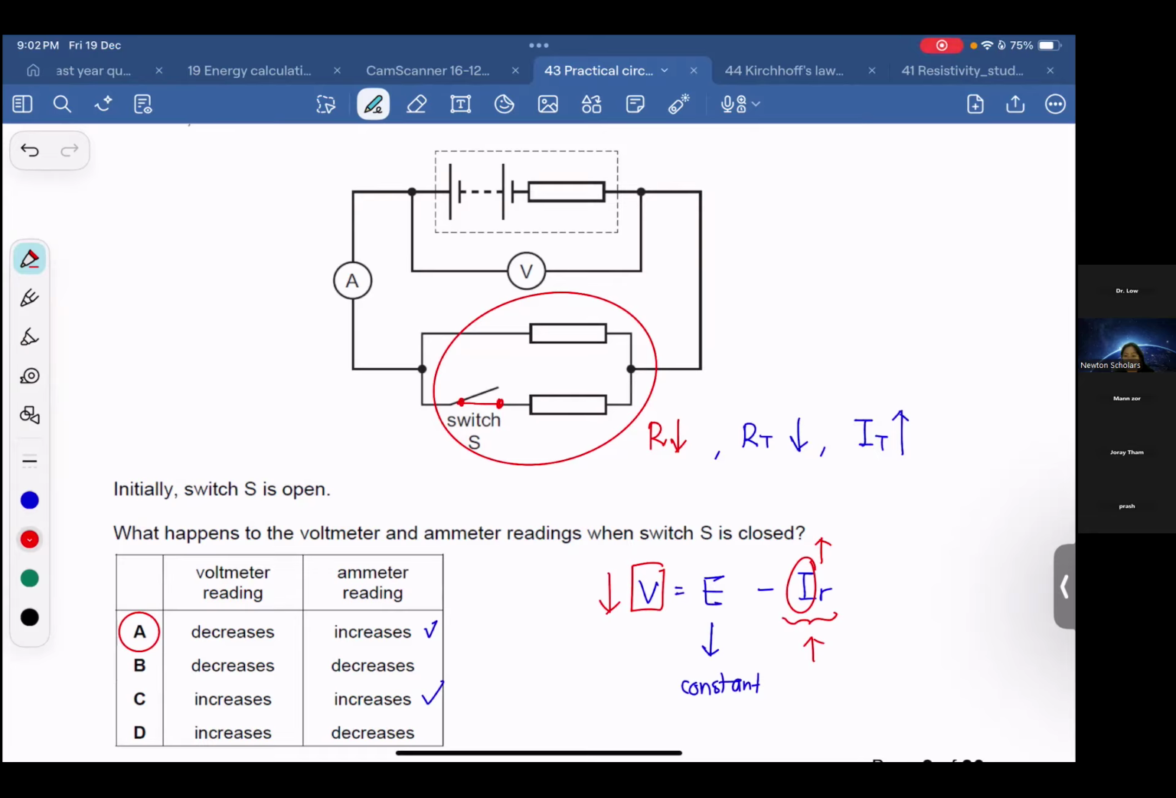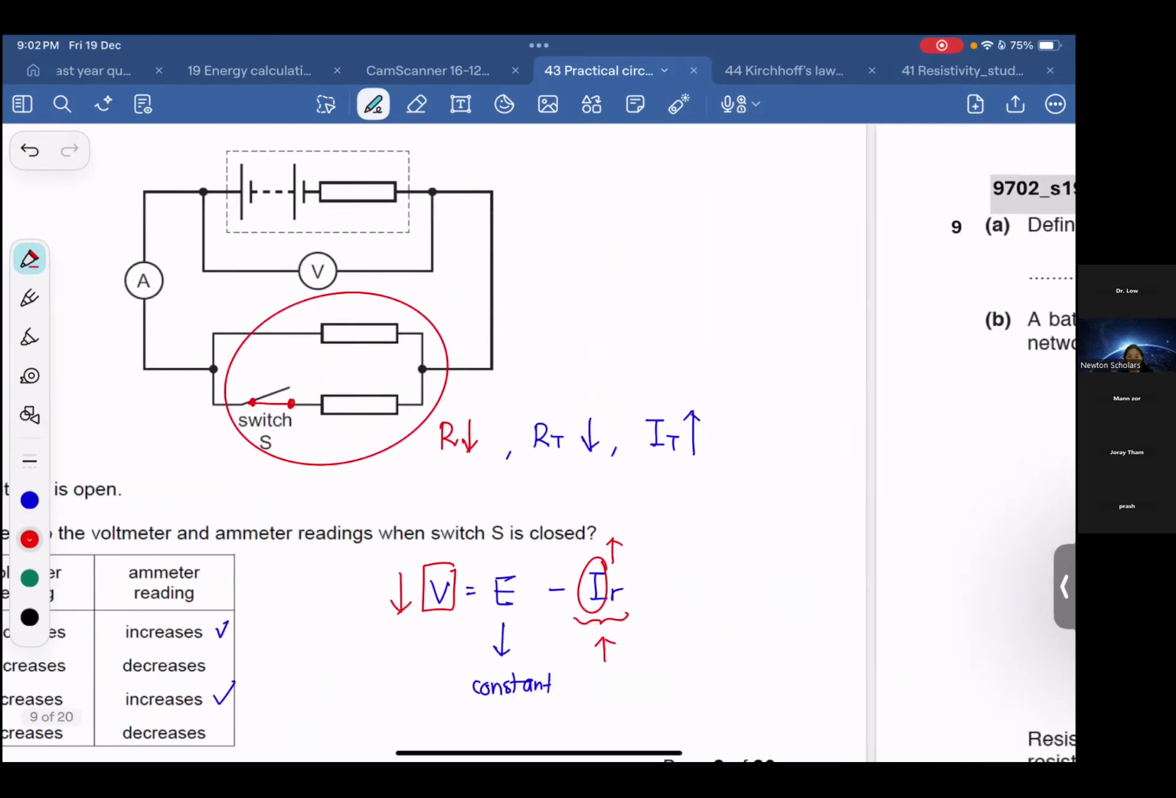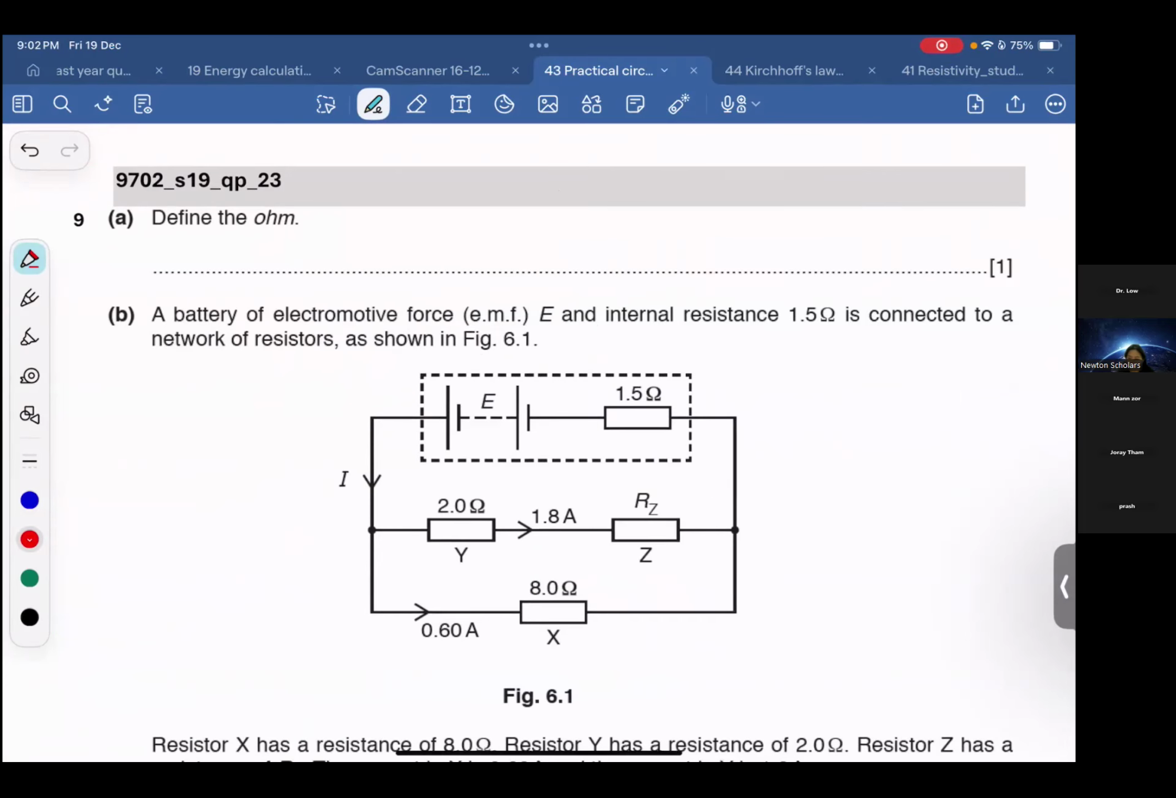Okay, is that clear? Fatima, okay, then we can proceed to your page number 10. This one no need lah. This one easy. So volt per ampere.